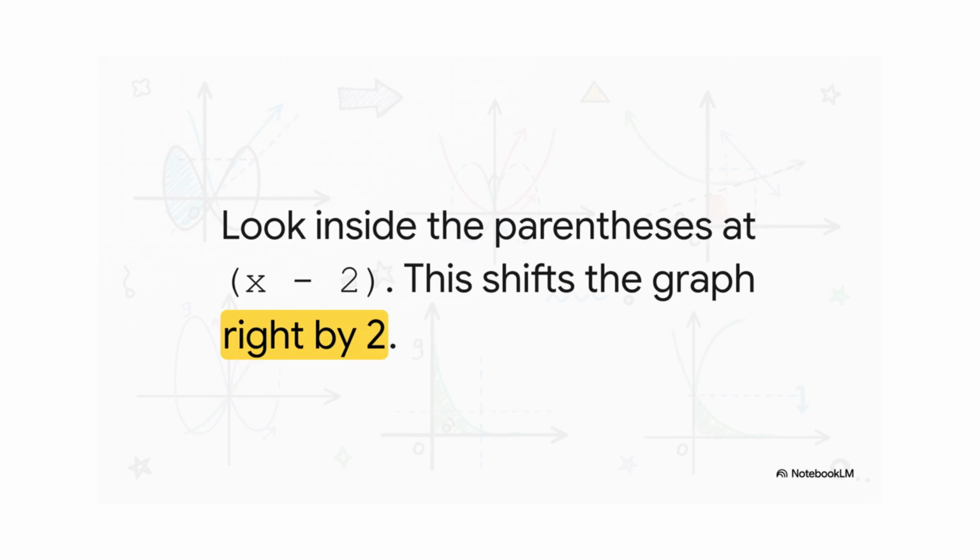of the graph. Step 2, we look inside the parentheses. We see x minus 2. Okay, inside affects sideways, and it's backwards. So minus 2 doesn't mean left. It means we slide the whole U shape 2 spots to the right.